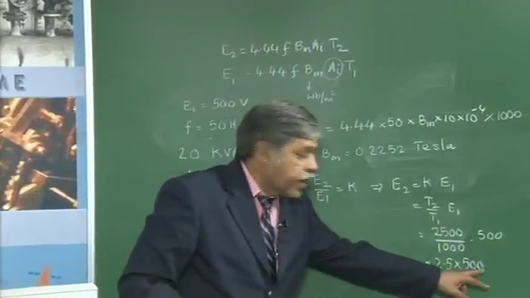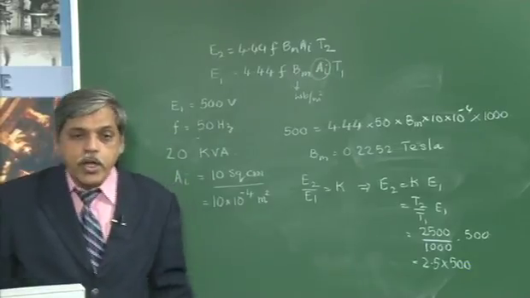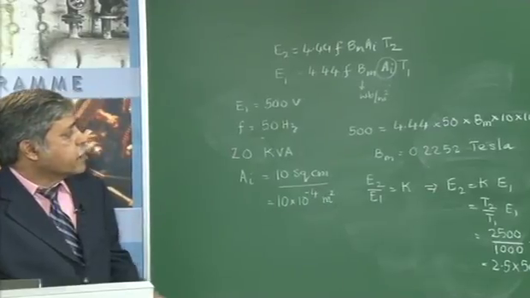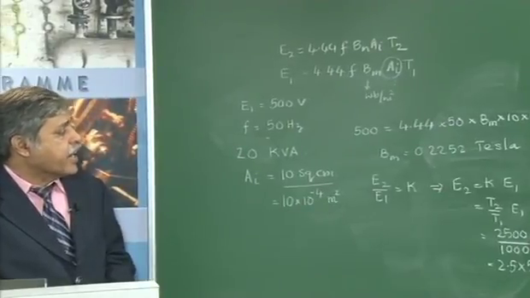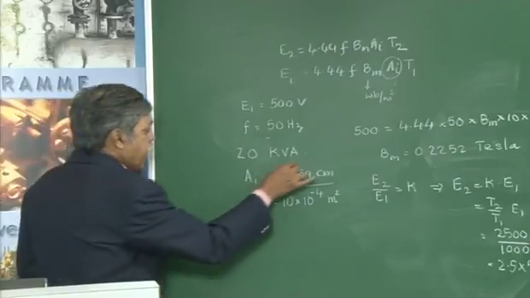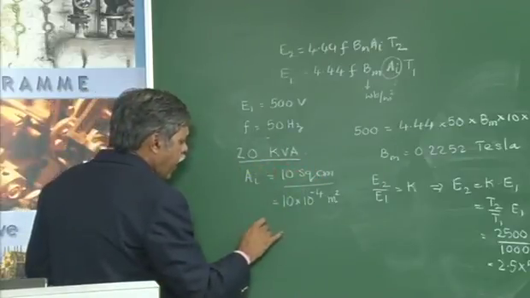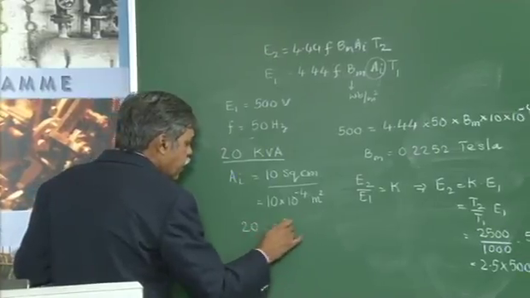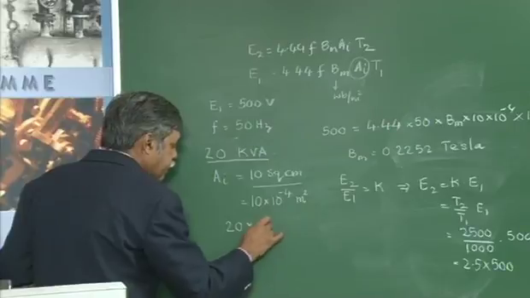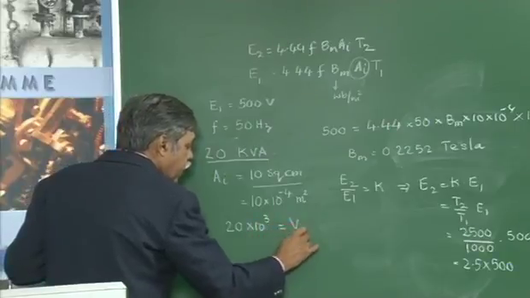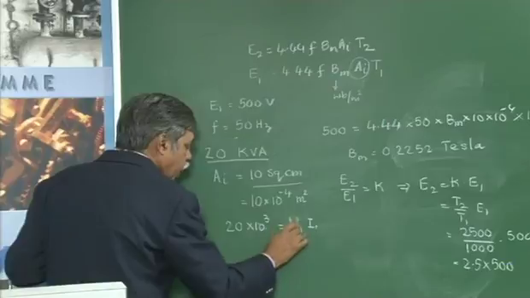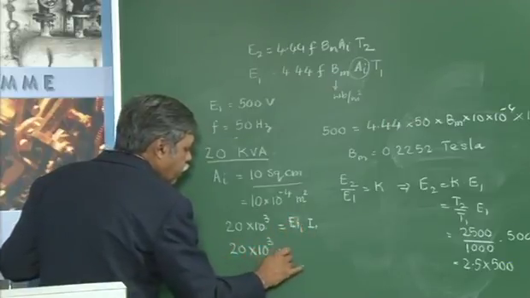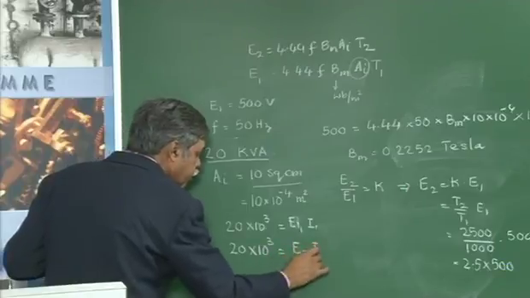So therefore I will be getting a voltage of 1250 volts. The next point you are supposed to calculate is the primary rated current and secondary rated current. I will take the rating of the transformer as 20 kVA. I have the relationship: 20 into 10 to the power of 3 volt amperes will be V1 into I1, or E1 into I1. The same thing, 20 into 10 to the power of 3, will also equal E2 into I2.